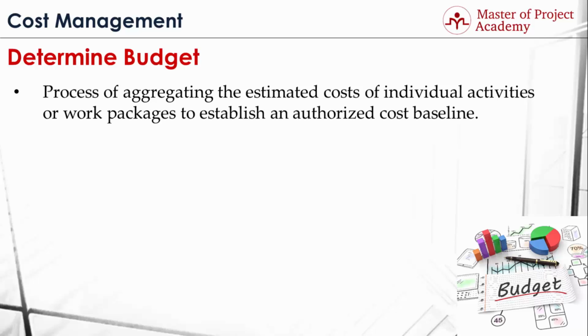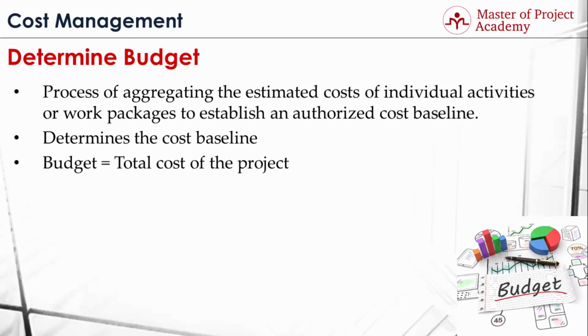Once the cost of activities and overall project cost is determined, a baseline is taken. Therefore, determine budget process determines the cost baseline. Cost baseline of a project shows the planned cost of each activity and work package in a project. Cost baseline is an important input during monitoring and controlling, because actual costs of the project will be compared against planned costs to measure the cost performance of the project.